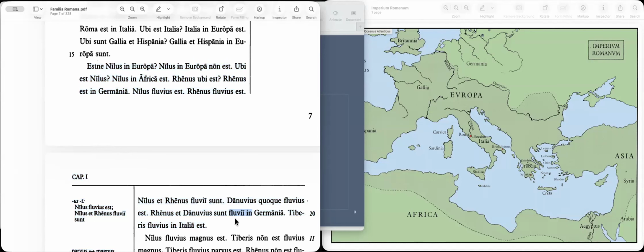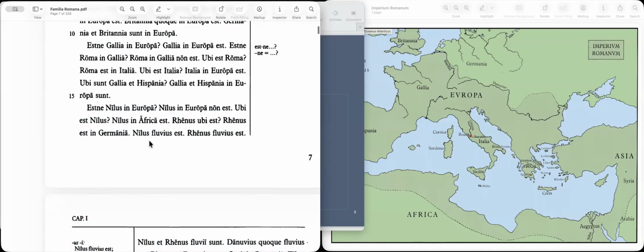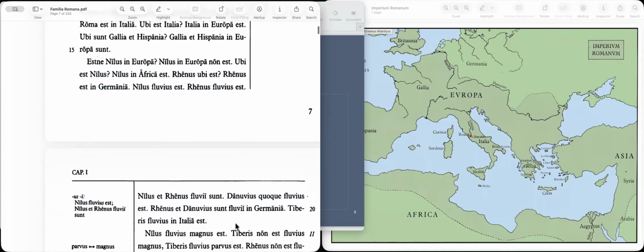Say this word again. Well, not the in, just this word. Fluvii. Both vowels are pronounced, fluvii. So one river is a fluvius. Two rivers are fluvii.